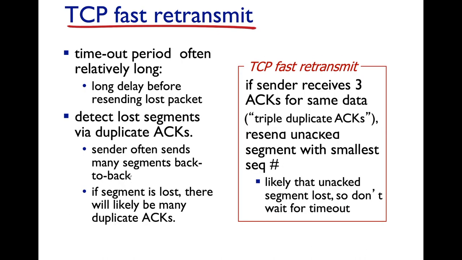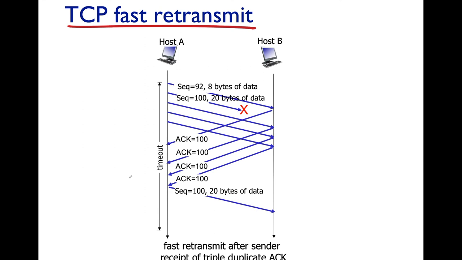And TCP also has something called fast retransmit. The timeout period is often very, very long. And so as a shortcut, instead of waiting for that timeout, it'll detect lost segments using duplicate ACKs, because you get duplicate ACKs when you're sending the receiver segments that aren't the ones it's expecting. The sender often sends many segments back to back, and if a segment is lost, there will likely be very many duplicate ACKs. So what TCP fast retransmit does is, if the sender receives ACKs for the same data, a triple duplicate ACK, three of them in a row, it resends the unacknowledged segment with the smallest sequence number, because this duplicate ACK is an indication that the receiver isn't getting what it's expecting to get. And so this is an example of fast retransmit.